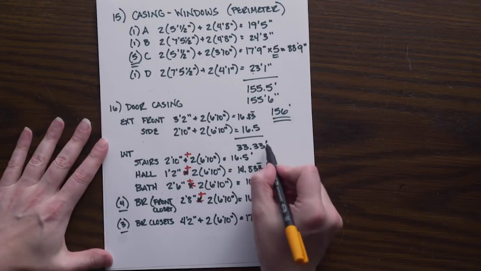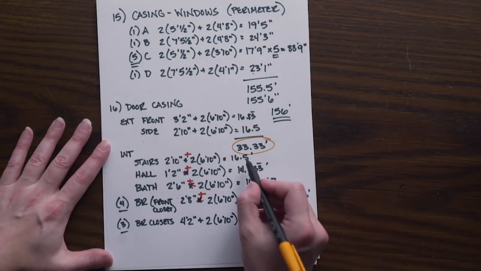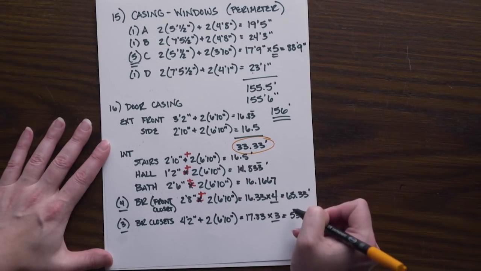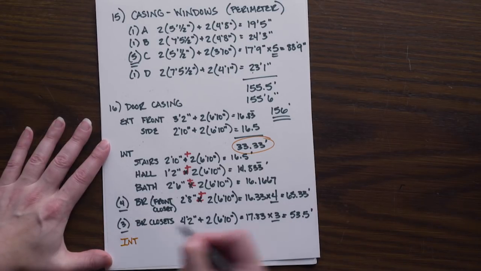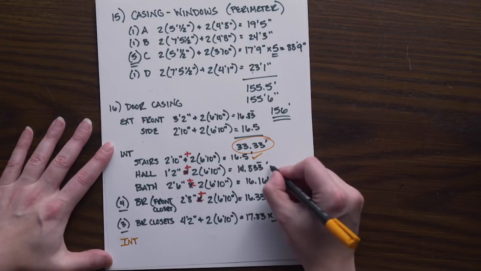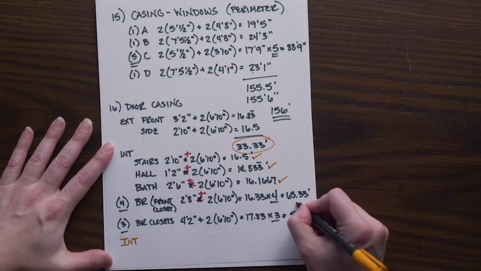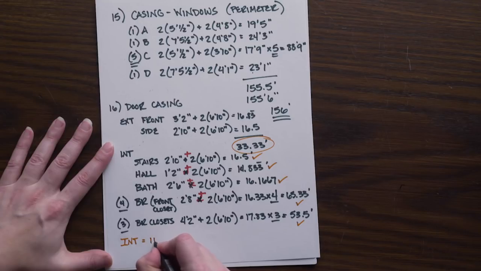So we have our doors for our exterior. We also have our interior doors. So if we first total the interior doors, we have the 16.5, the 14.833, 16.167, our 65.33, and our 53.533. That gives us 166.3 repeating.